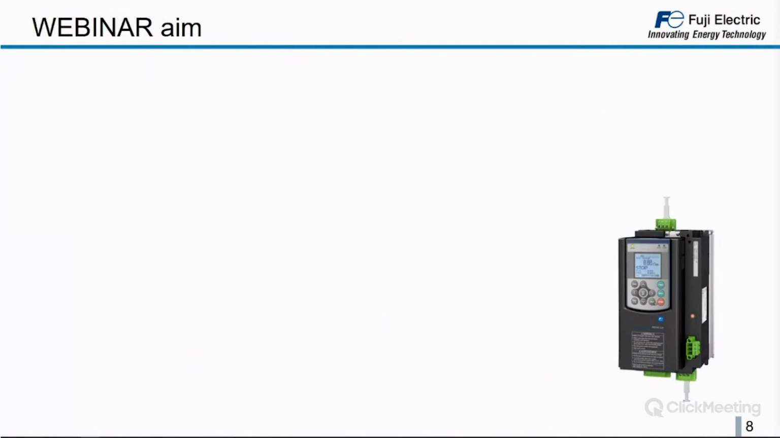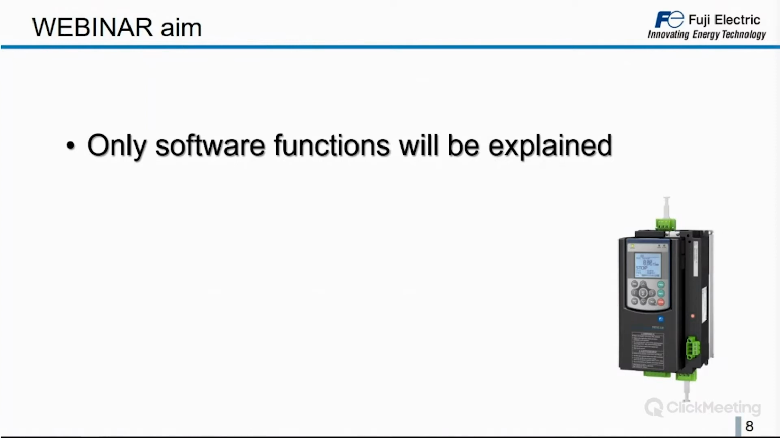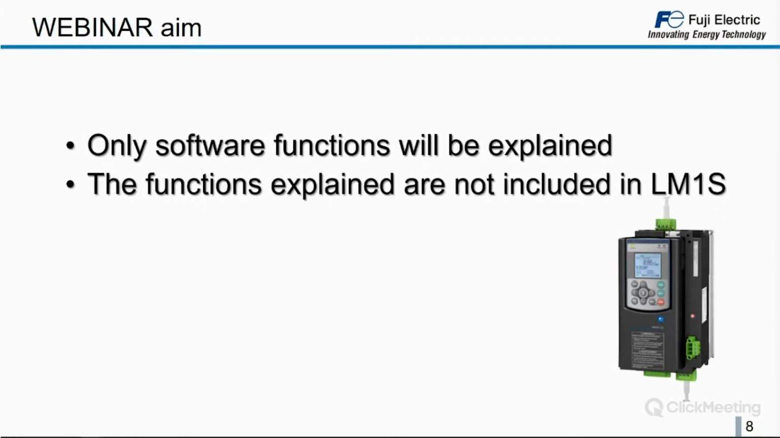Let's start with the webinar aims. We are going to talk only about software functions. As you probably know, there are a lot of tiny differences between LM1 and LM2, especially on the hardware side. But the aim of this webinar is just to talk about software functions. So we are going to talk only about parameters and new functions included in LM2. As already introduced, the functions included in LM2 that we're going to talk about today are not included in LM1. Therefore, they are new functions.